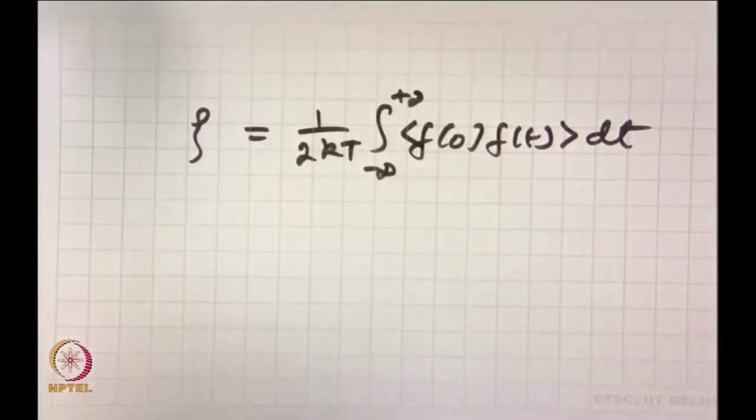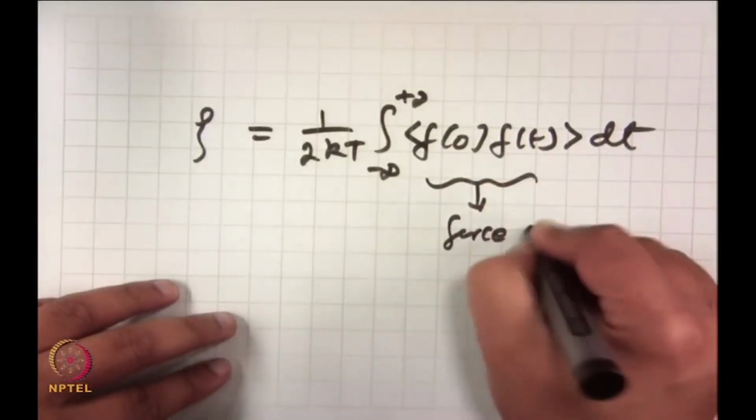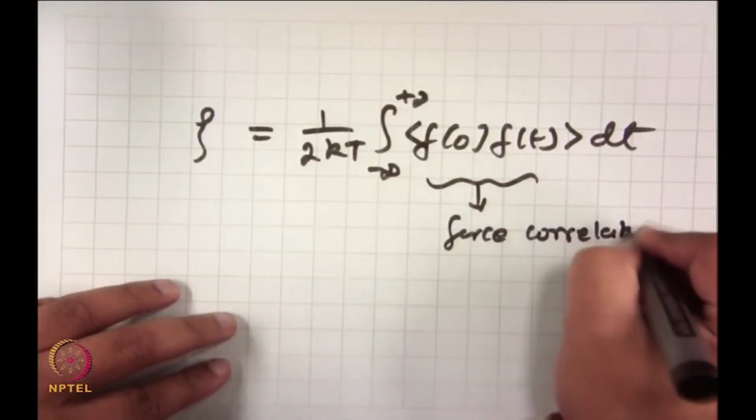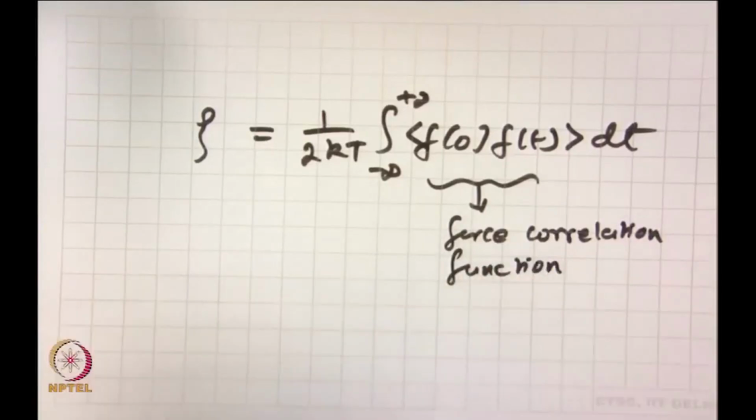d of t. So, this is what your friction coefficient is, how it is related to your force correlation function, okay, because friction is related to frictional force, that is what a friction coefficient is, and that is why it is related to the force correlation. Okay. This is another example of your Green-Kubo relationship.